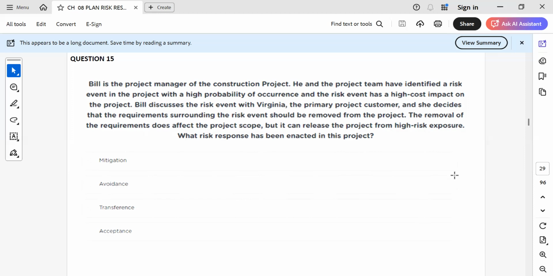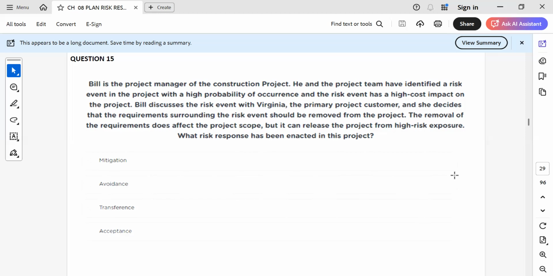Okay. Bill is the project manager of the construction project. He and the project team have identified a risk event in the project with a high probability of occurrence, and the risk event has high cost impact on the project. Bill discusses the risk event with Virginia, the primary project customer, and she decides that the requirements surrounding the risk event should be removed from the project. The removal of the requirement doesn't affect the project scope, but it can release the project team from high risk exposure. What risk response has been enacted in this project?